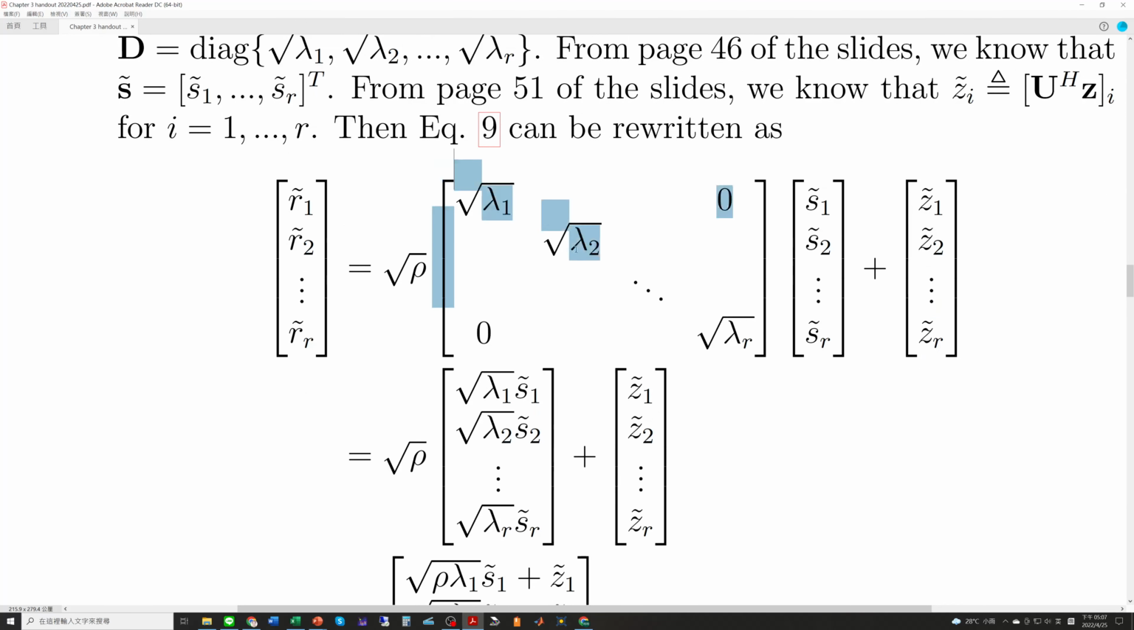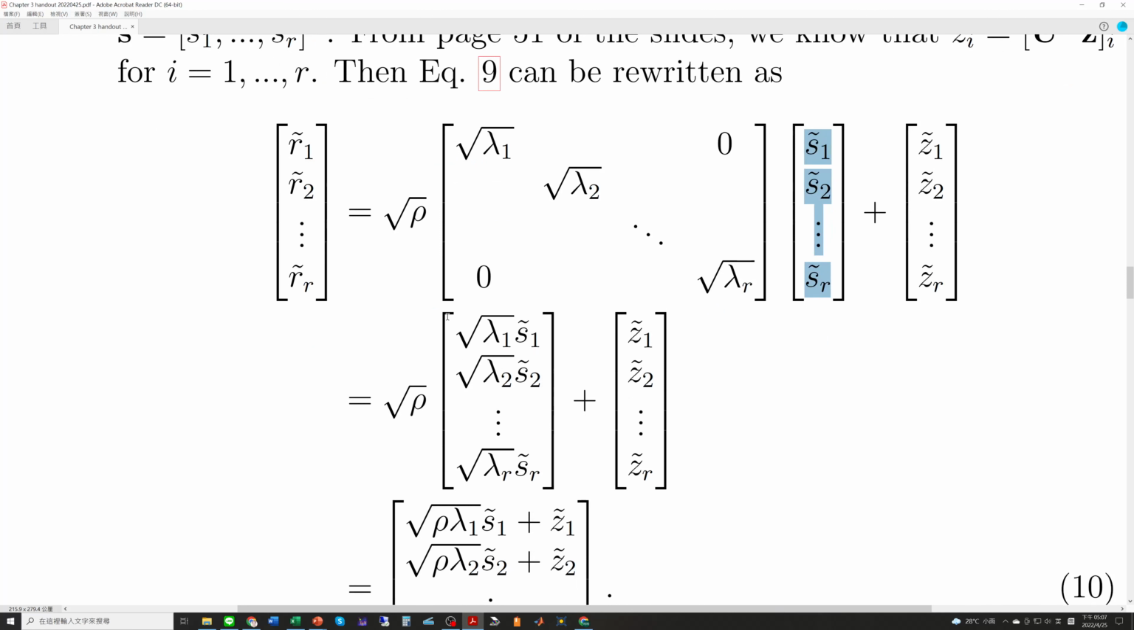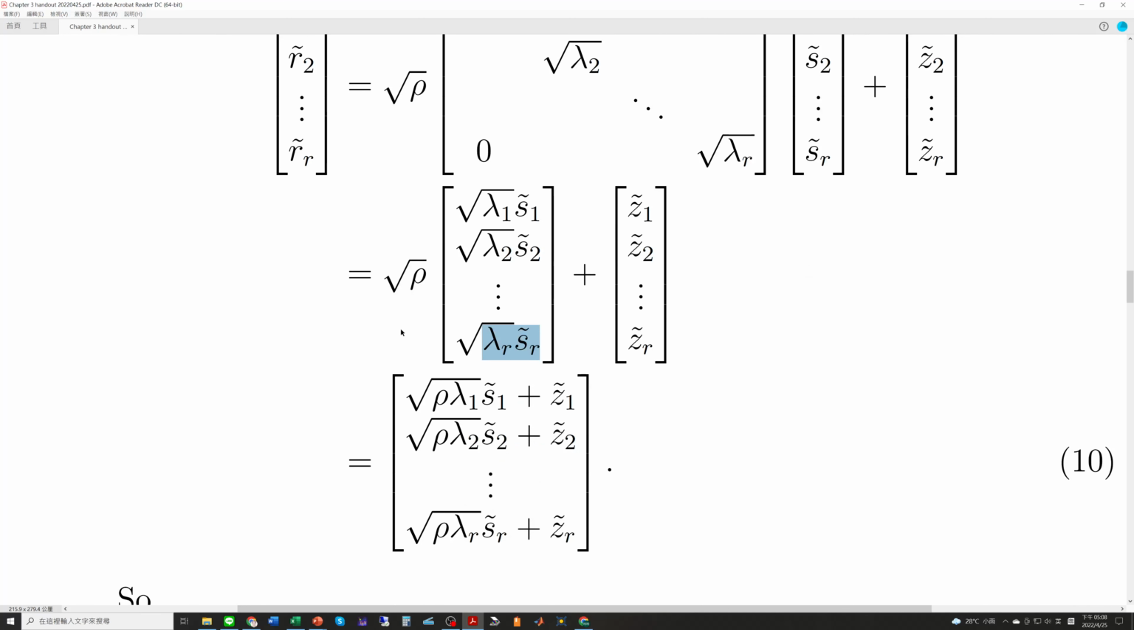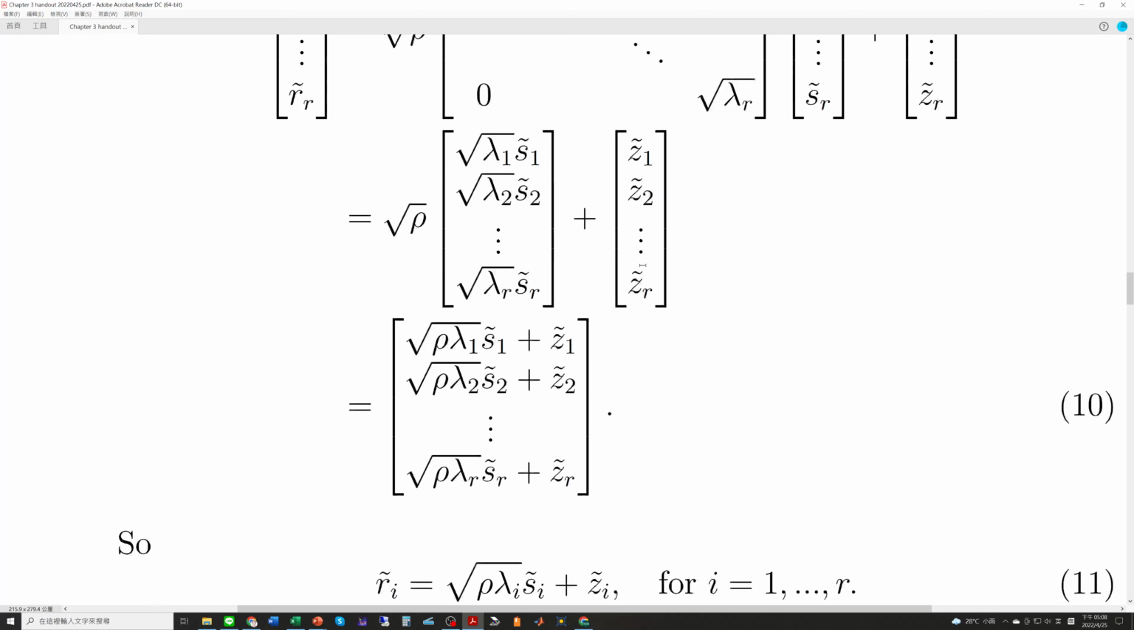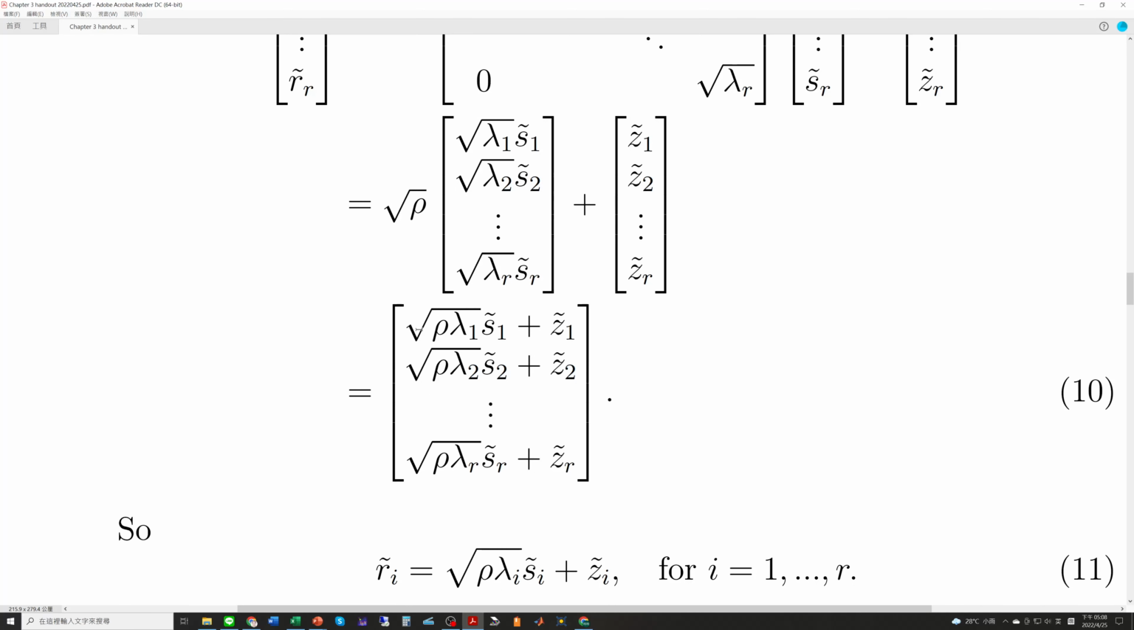Then we multiply this matrix with this vector, and we get an R by 1 vector with elements the square root of lambda 1 times S tilde 1, the square root of lambda 2 times S tilde 2, to the square root of lambda R times S tilde R. Then we multiply the square root of rho to this vector, so rho can be moved inside of the square roots, like this. And we add these two vectors together. Finally, we get the square root of rho times lambda 1 times S tilde 1 plus Z tilde 1.